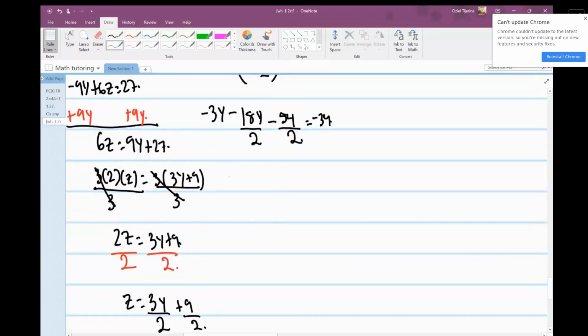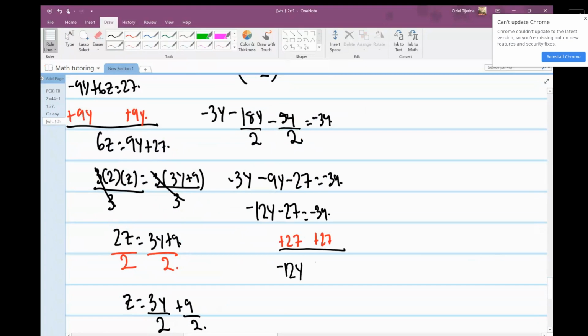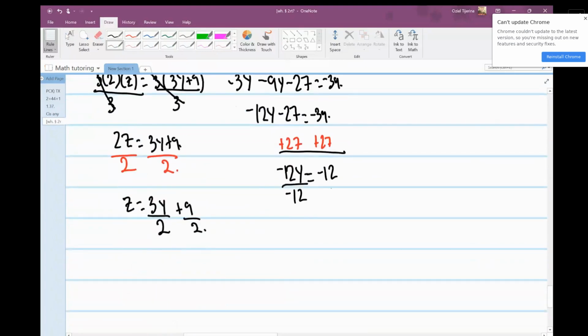Now this gives us negative 3y minus 9y, and 54 over 2 is 27, so minus 27 equals negative 39. This gives us negative 12y minus 27 equals negative 39. To solve for y, add 27 to both sides, and we get negative 12y equals negative 12. Dividing by negative 12 on both sides, we get y equals 1.